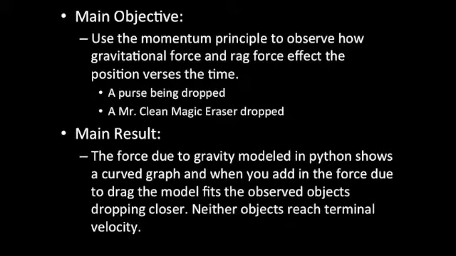The main objective is to use the momentum principle to observe how gravitational force and drag force affect position versus time. The main result observed was that the force due to gravity modeled in Python shows a curved graph, and adding in the force due to drag in the Python code, the model fits the observed dropping objects more closely. Neither object reaches terminal velocity in the time recorded.